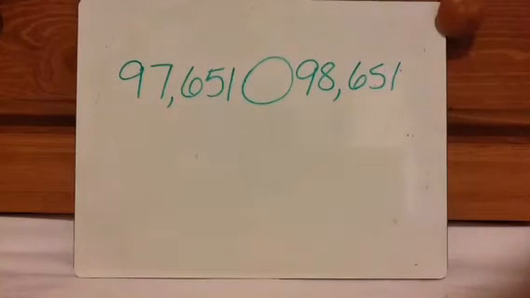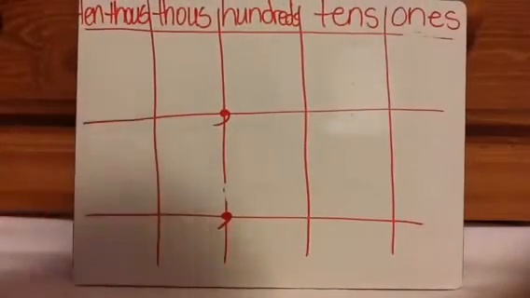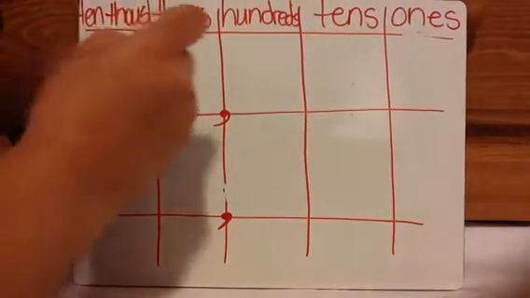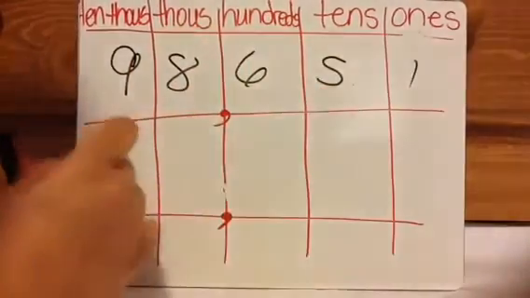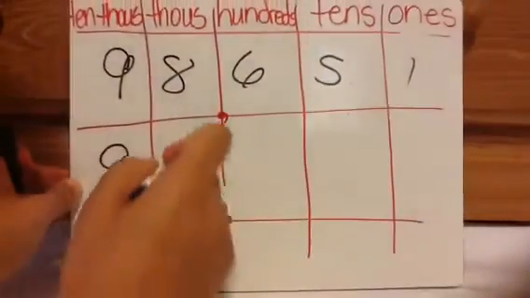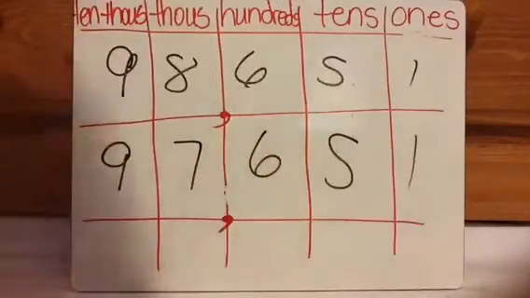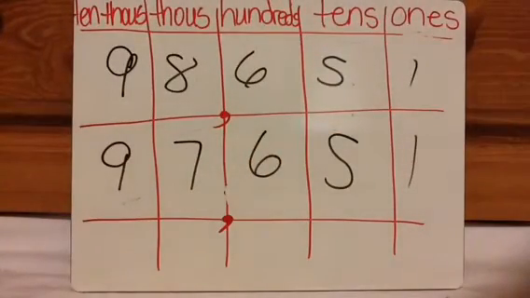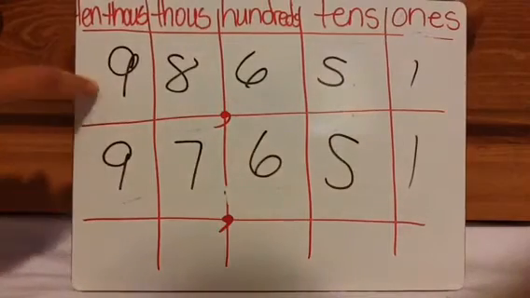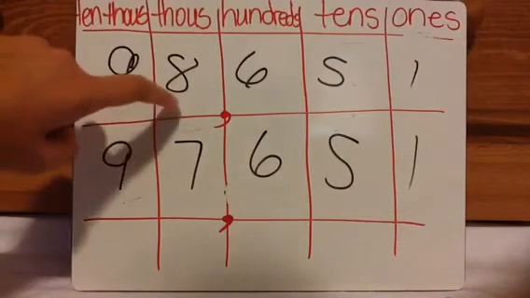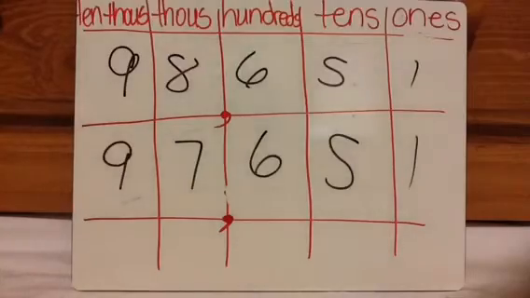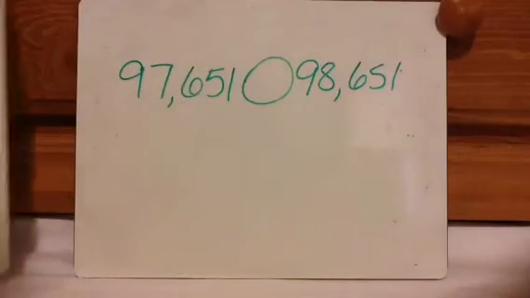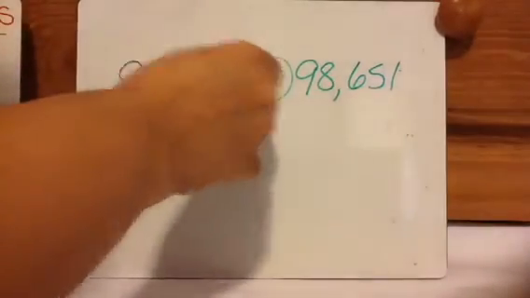Okay, let's look at another example. 97,651 compared to 98,651. So if I were to write this in here, whoops, I wrote them backwards, but that's okay. I wrote that one first. Okay, so in here, they both have the same amount of 10,000s, but this one has one more thousand than the other. So in that situation, this number would be greater.